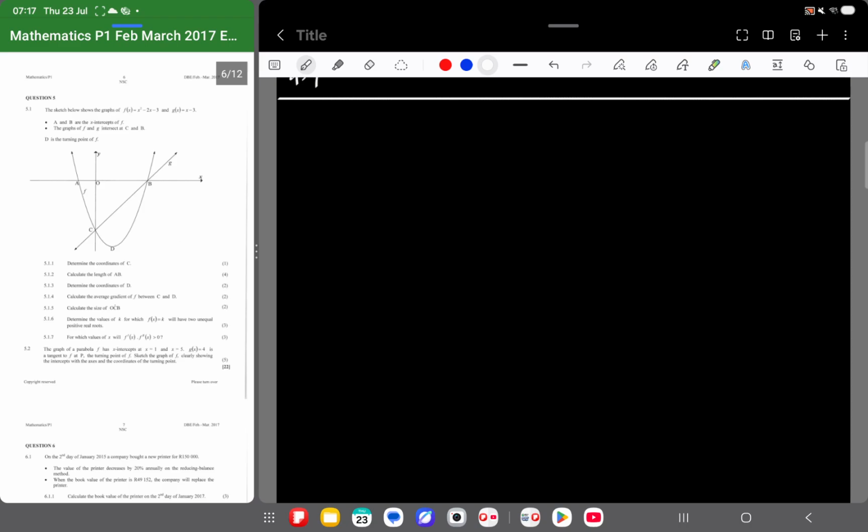A and B are the x-intercepts of f. The graphs of f and g intersect at points C and B. C is the y-intercept of g and f. As you can see there, it's a point that is on the y-axis. D is the turning point of f. It is important to read these questions carefully before you attempt to answer them.